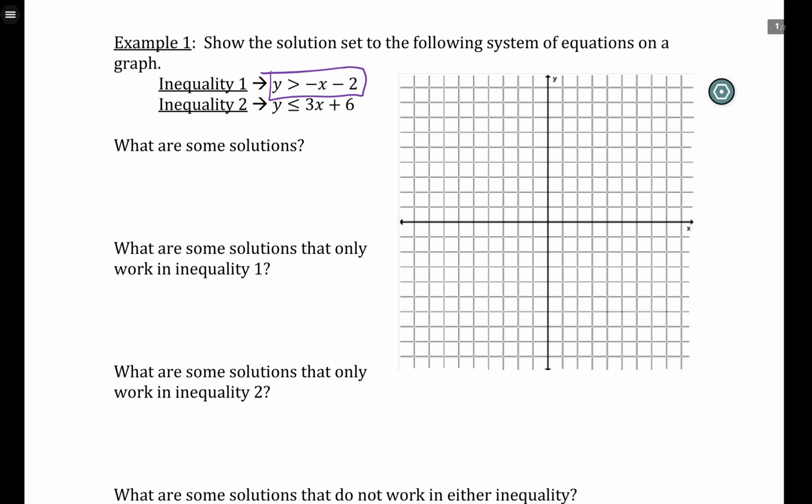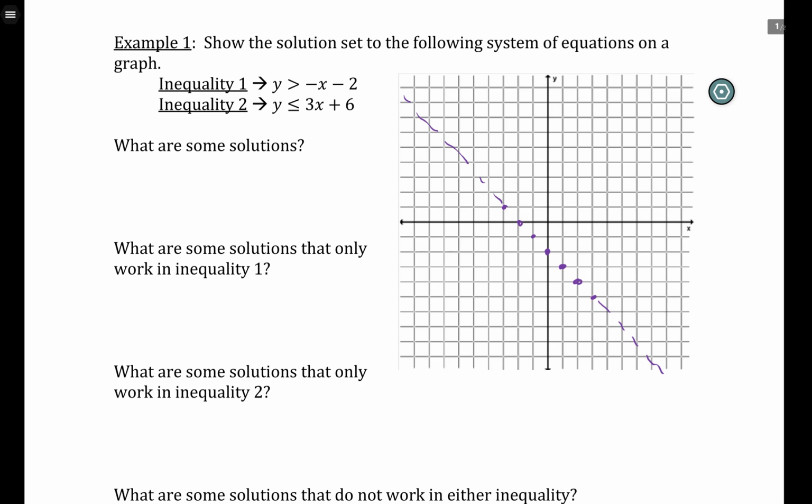So y greater than negative x minus 2. The y-intercept's negative 2, and I'm going down 1 over 1. Remember that when I have a less than sign, it means that I need to use a dotted line. So I'm dotting my line here. Here are some dots. Here are some dots. Okay, so there's my line. It's not a very nice dashed line, but it'll do.